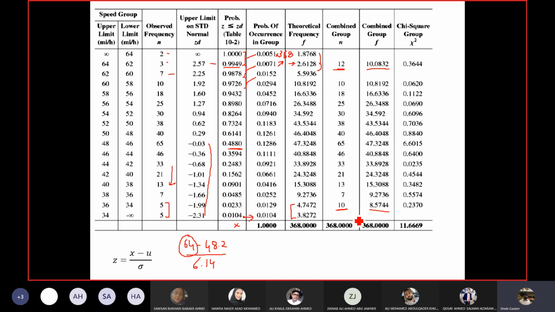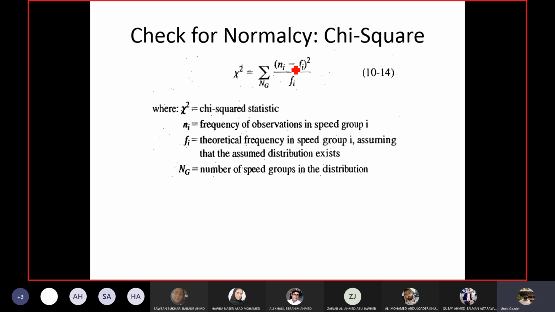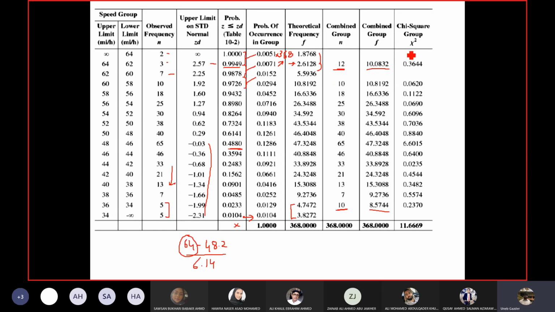So for calculating the chi-square of each group, I will do this. See here, n minus f, square, upon f. So n is 12. F is 10.08. You can take the whole number, the complete number, without any rounding off. You do the square.